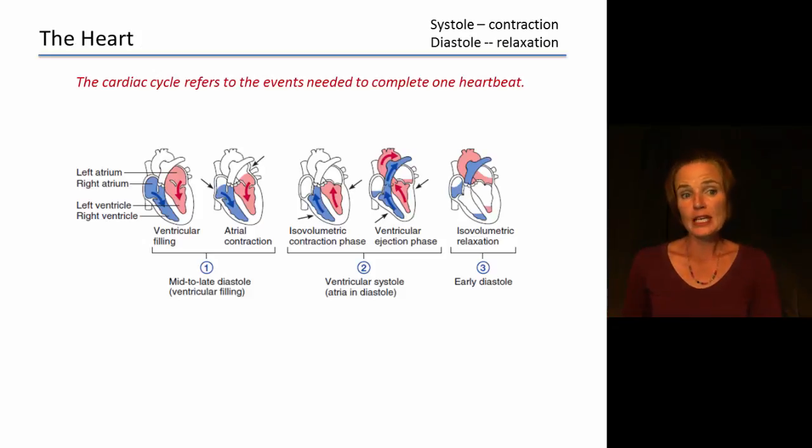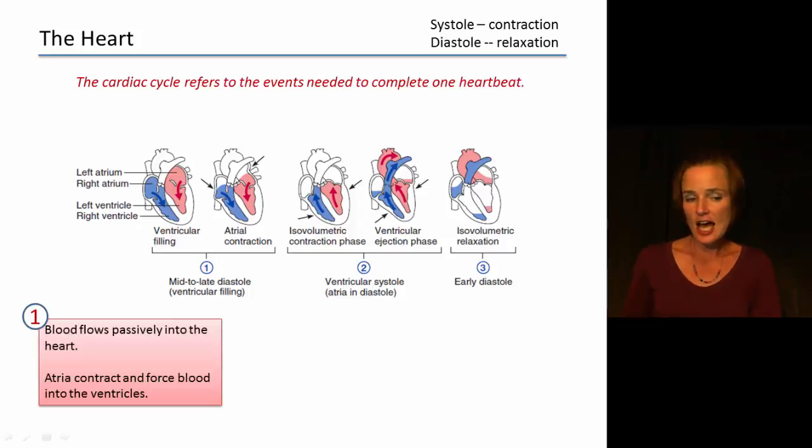If we talk about the actual beating process, the cardiac cycle refers to the events that are needed to complete one heartbeat. This is going to involve two things. We have a contraction, which we refer to as systole, and we have a relaxation, which is referred to as diastole.